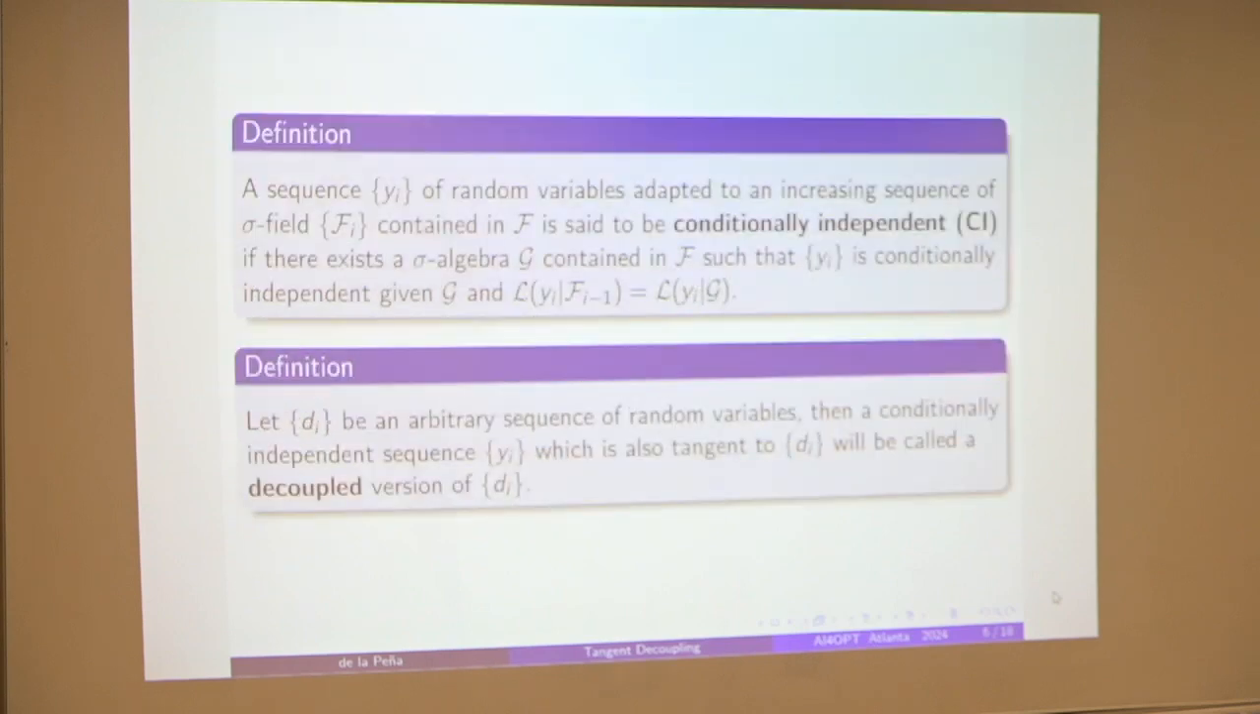Okay, so now if we have d sub i to be an arbitrary sequence of random variables, then a conditionally independent sequence y_i, which is tangent to d_i, having the same conditional distribution, is said to be a decoupled version of the d_i's. So these are decoupled because when you condition on G, they are independent. So that's what we call decoupling. You are using an analogous sequence which is conditionally independent.